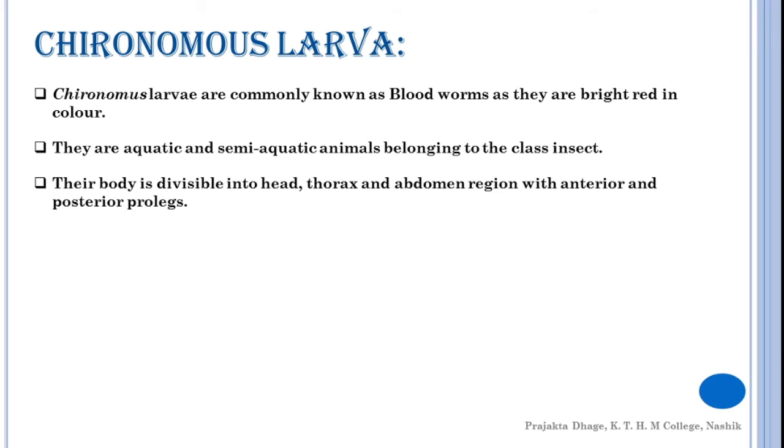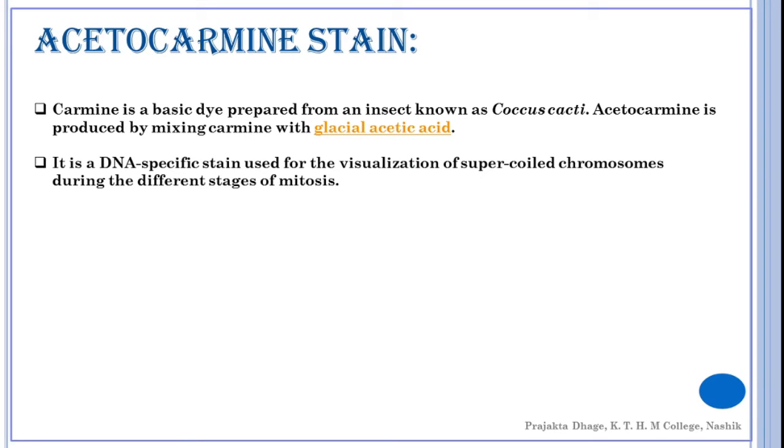Okay, so this was about the Chironomus larva. Let's first see what is the acetocarmine stain. In this particular experiment, we are going to use acetocarmine for staining the chromosome. Now carmine is a basic dye prepared from insect known as Coccus cacti. So carmine is derived from this particular insect, and acetocarmine is produced by mixing carmine with glacial acetic acid.